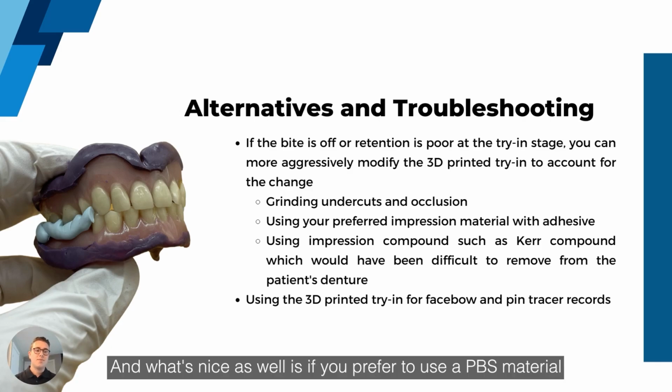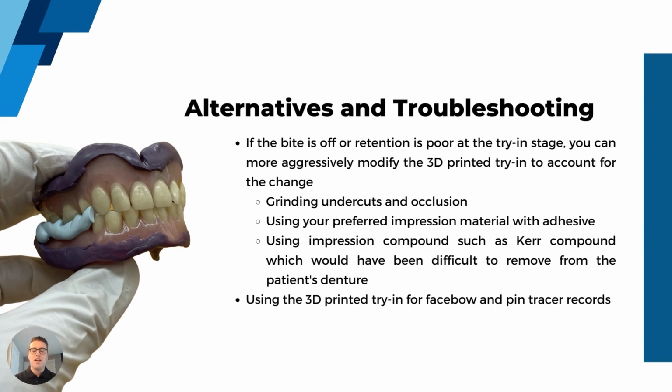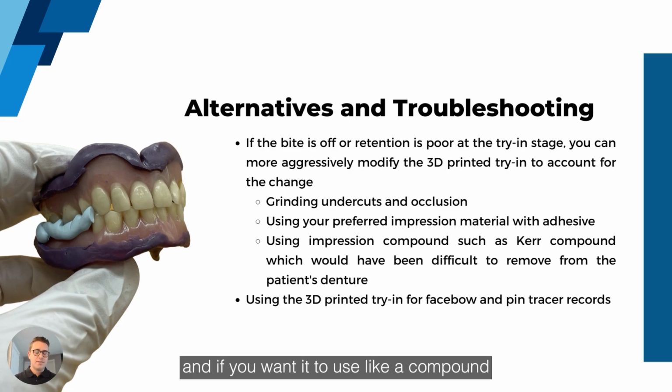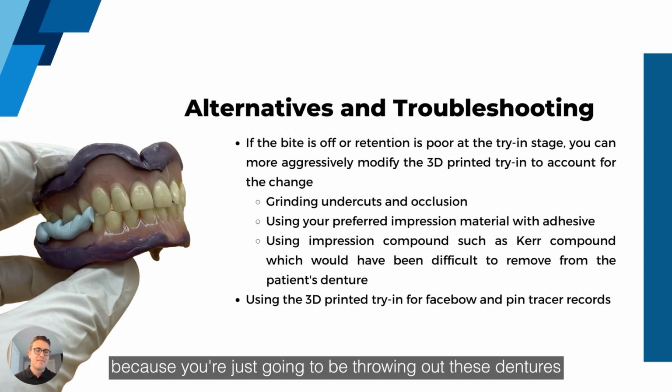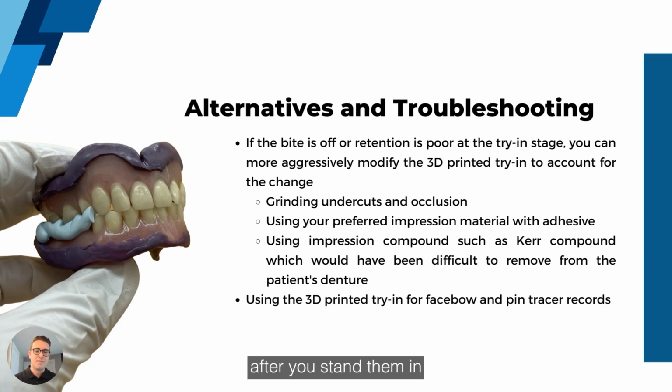And what's nice as well is if you prefer to use a PVS material at this stage, now you could use adhesive on the entire intaglio surface of the denture. And if you wanted to use that Cur compound, you don't have to worry about it coming off because you're just going to be throwing out these dentures after you scan them in.